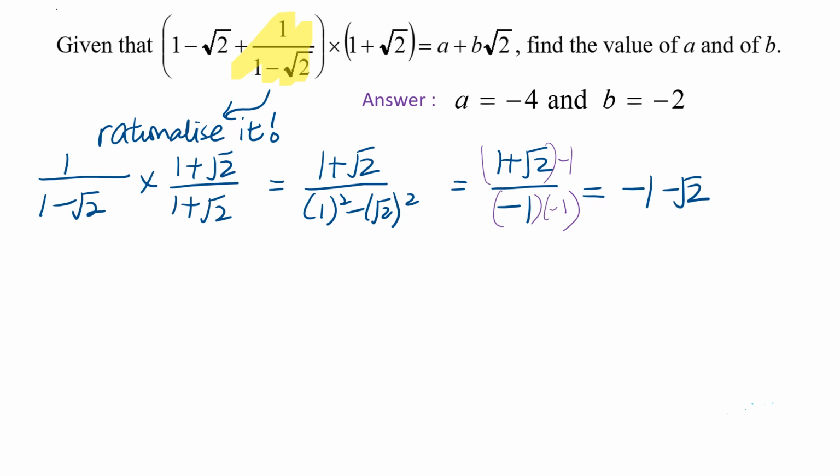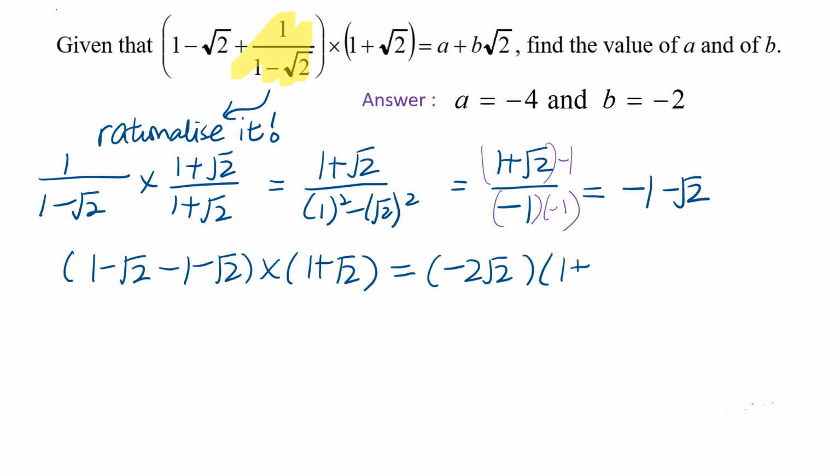And then you plug that back into your brackets. So this one you simplify it. 1 minus 1, this will be gone. So negative square root 2 minus square root 2 will give you negative 2 square root 2. And then you can just multiply with this term here, the one that's circled in black.